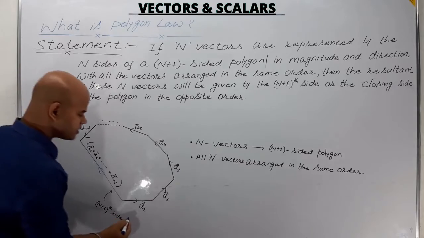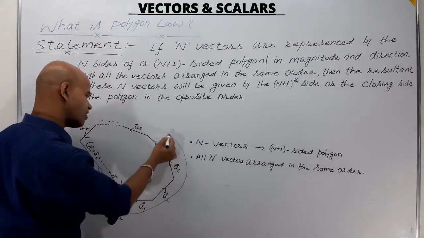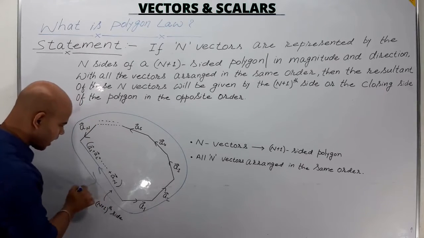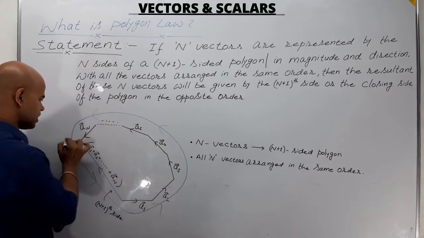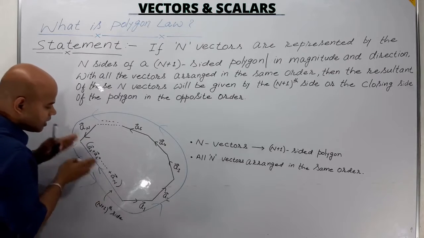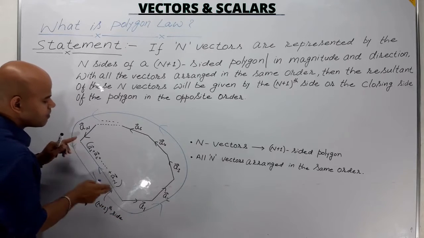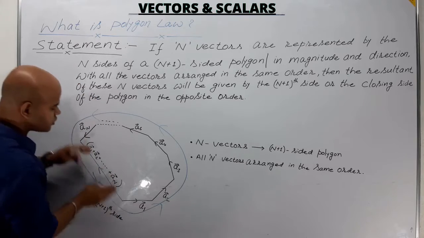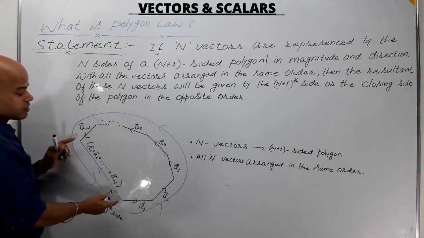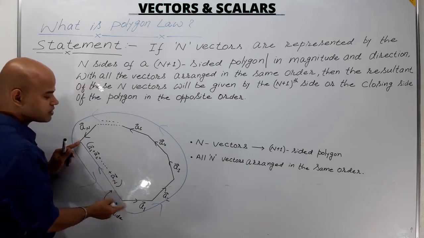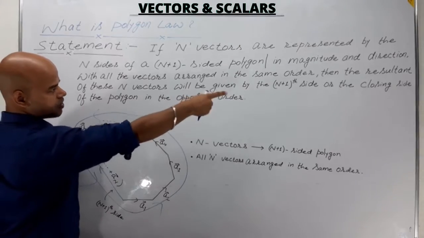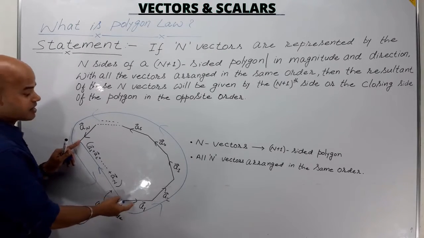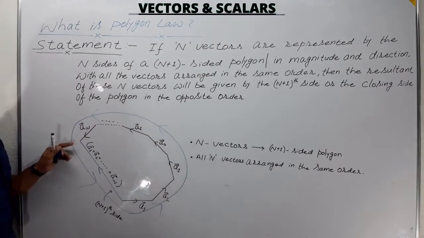Here the order is like this. The vectors are arranged in this order, right? So the same order will be like this. This is the same order. So this vector, if it was in this direction, then it would be called the same order. But here the direction is like this, so it is in the opposite order. So this closing side, or n plus 1th side of this polygon, will represent the resultant of these n vectors, right?